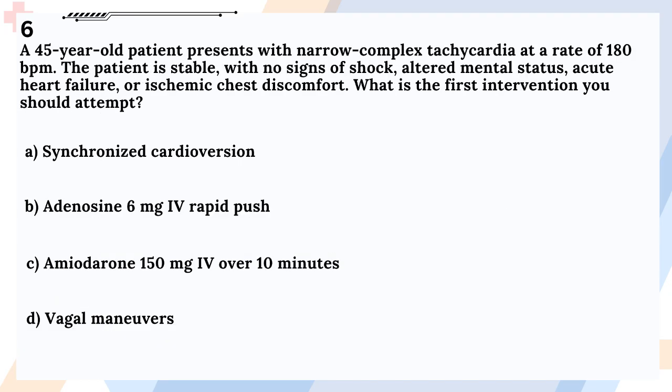Question 6. A 45-year-old patient presents with narrow complex tachycardia at a rate of 180 bpm. The patient is stable, with no signs of shock, altered mental status, acute heart failure, or ischemic chest discomfort. What is the first intervention you should attempt? A. Synchronized cardioversion. B. Adenosine 6 mg IV rapid push. C. Amiodarone 150 mg IV over 10 minutes. D. Vagal maneuvers.